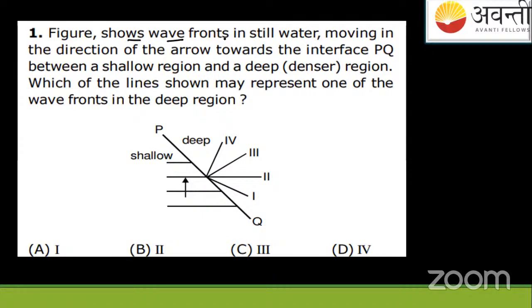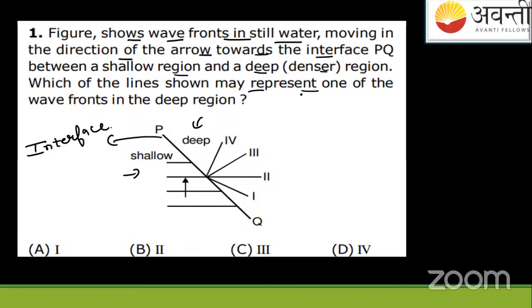The figure shows the wavefronts in still water. Whenever you dip a stone or a ping pong ball in water, different kinds of ripples are generated. So it's the same here. Let's suppose the wavefronts in still water are moving in the direction of the arrow towards the interface PQ, between a shallow region and a deep, denser region. This is the shallow region here, and this is the deep region here.